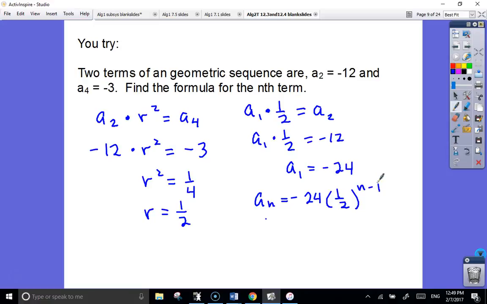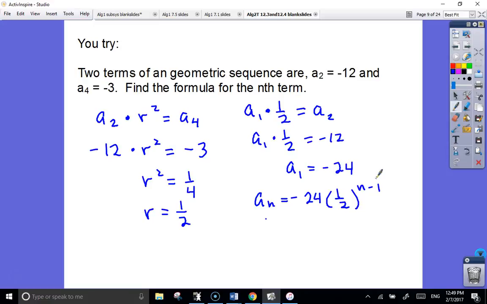Again, how would I check that? Yeah, try it with 2 and 4. Those are the only two terms that we've got. So let's see, if I plug in a 2, I would get 1/2 to the 2 minus 1, which is 1/2. So that's -24 times 1/2, which is -12. For 4, I would get 1/2 to the 3rd, which is 1/8. So -24 times 1/8 is -3.